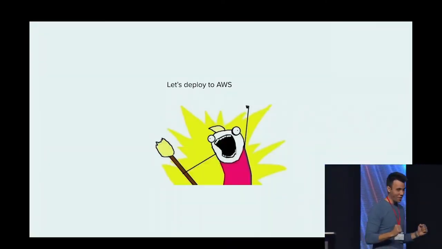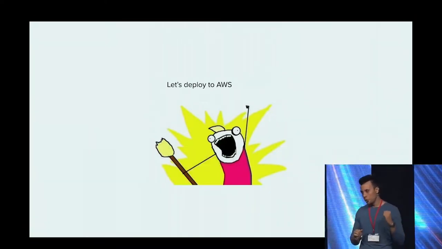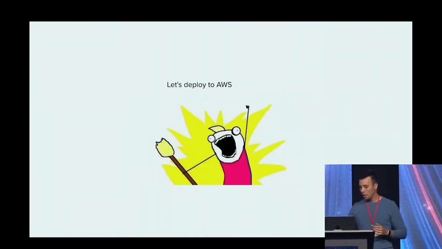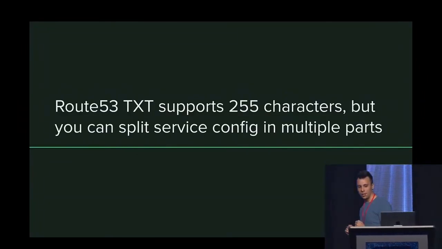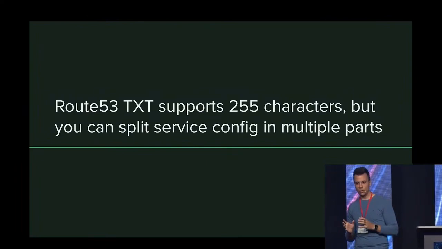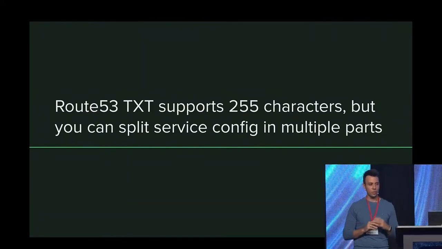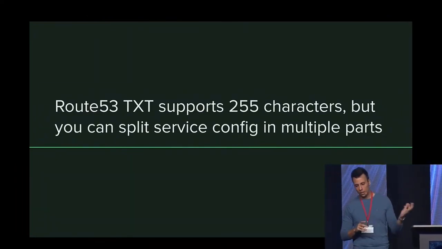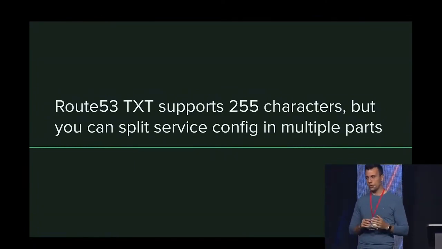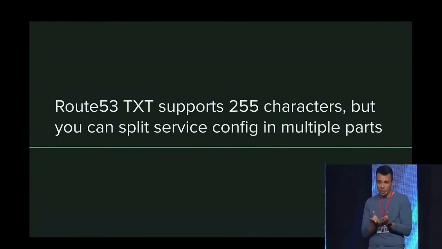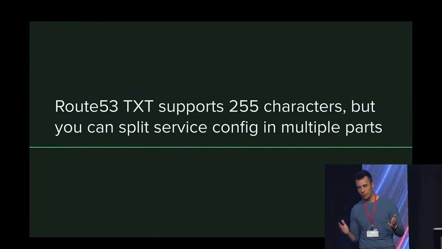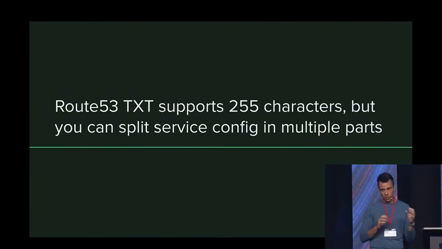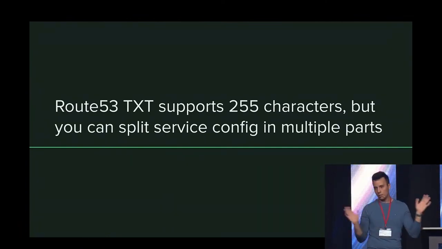Okay, good, sounds good. We move on, we deploy to AWS. And man, do we feel bad about ourselves. Turns out that there is a limitation of 255 characters. A lot of DNS servers have that. Route 53 is not an exception. Luckily, we can actually split our service config, which is way over 255 characters. We can split it in multiple values to the same TXT record, and then that works.